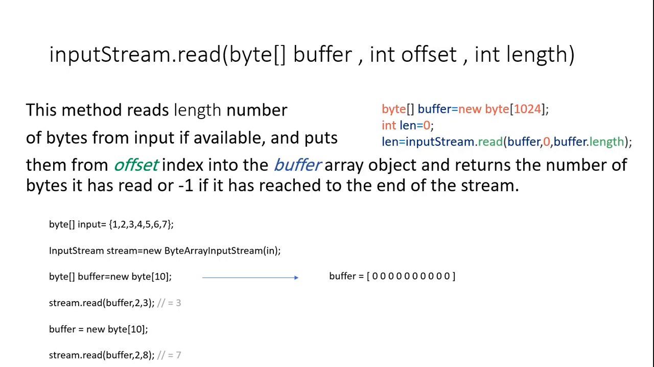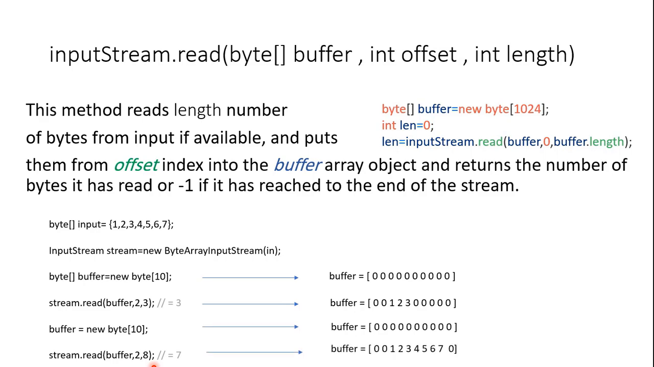Look at this example. We have 7 bytes in the input and we want to read only 3 bytes from the input and put all of them at index 2 of the buffer array. Look at the buffer after we call the read method. The read method returns 3 and puts all of the read bytes into the buffer array at index 2. Now, if we call the read method with 8 as length, because the input had only 7 bytes, the read method returns 7 and puts all of the read bytes at index 2 into the buffer array.